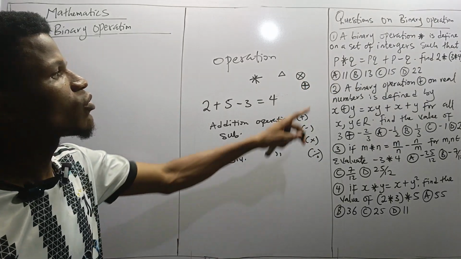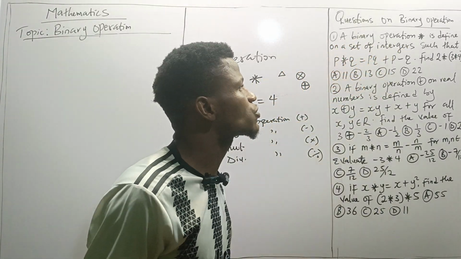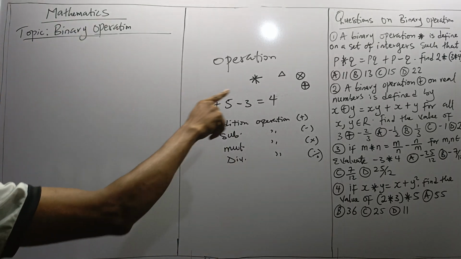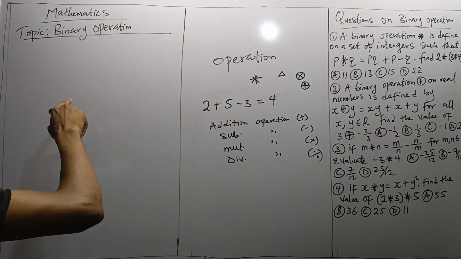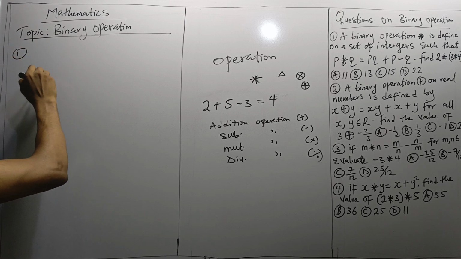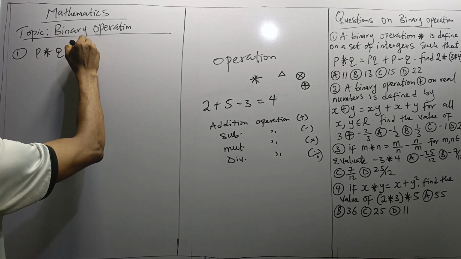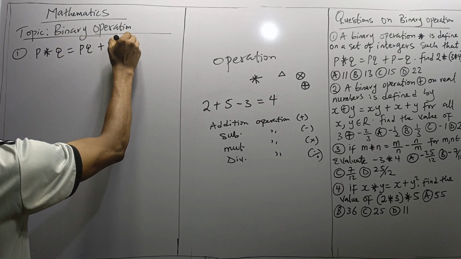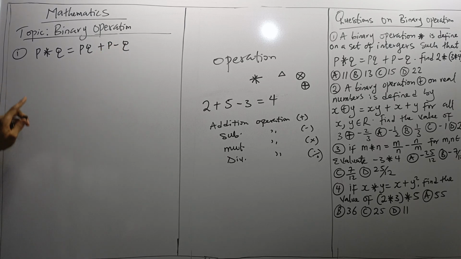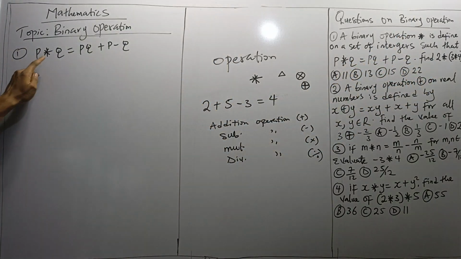So today we have some questions. For instance, a binary operation asterisk is defined on a set of integers such that, all right, this is our question number one, P operation Q is equal to PQ plus P minus Q. They are saying that P and Q come from the set of integers, meaning that P and Q are integers.